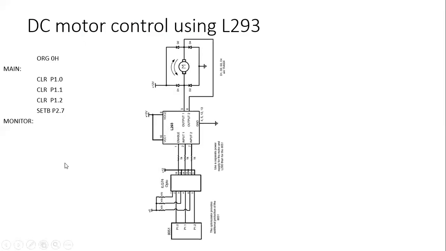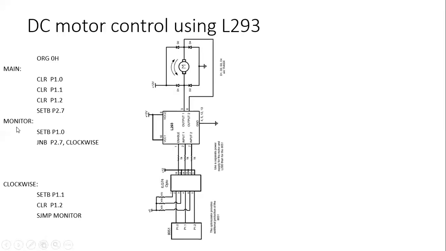Then we continue to monitor the switch. Before that, we enable the opto isolator and the driver circuit. After doing this, we can check the condition of pin 7 of P2. If it is 0, then we go for a clockwise rotation. In clockwise rotation, we have to send 1 and 0 appropriately. We apply 1 through port 1.1, that is P1.1, then 0 through P1.2 by using SETB and CLR respectively.